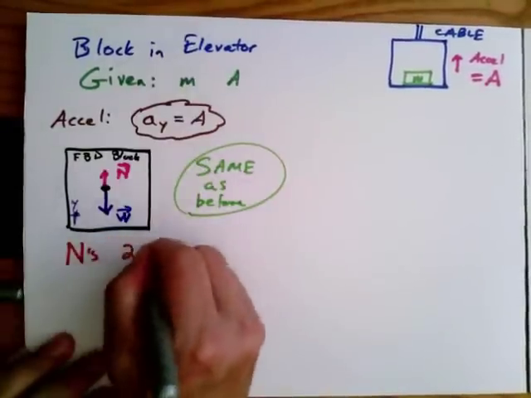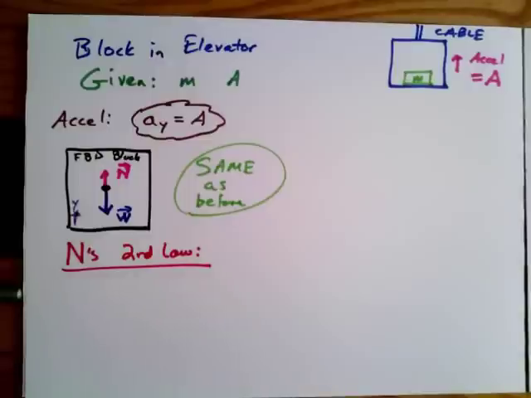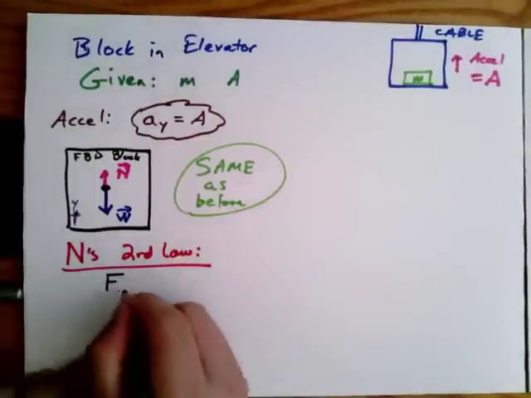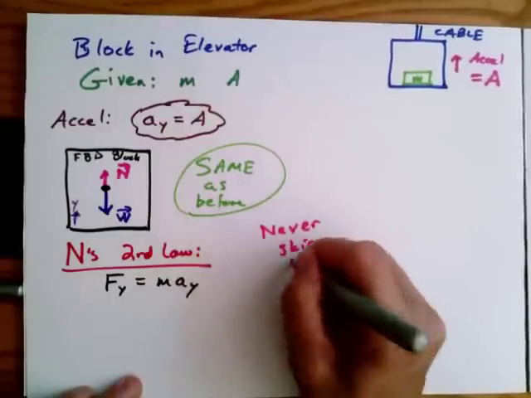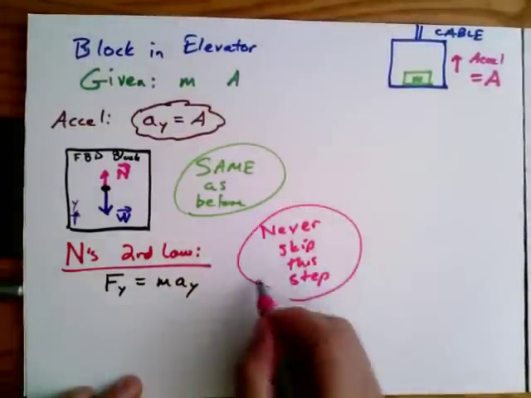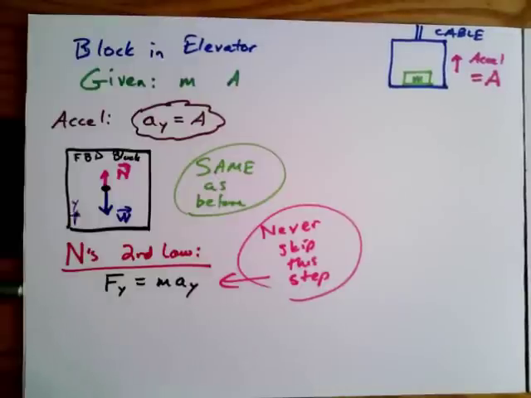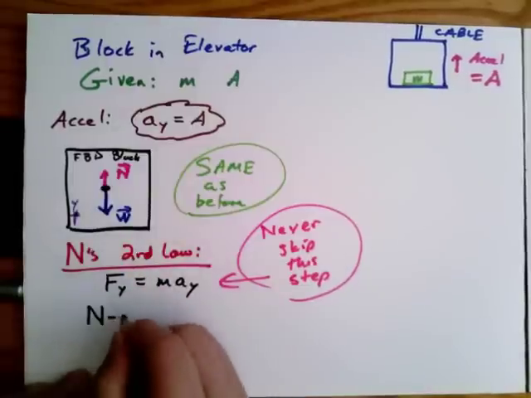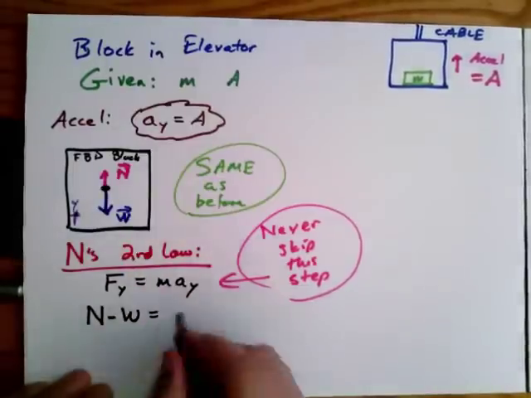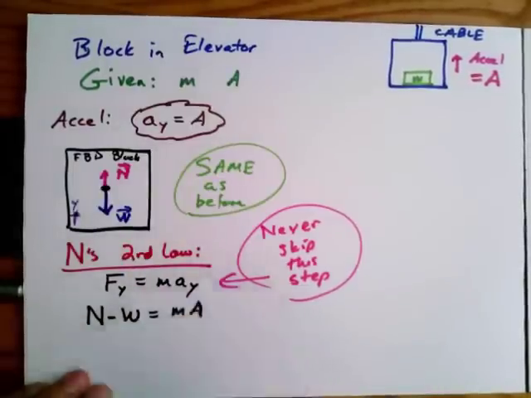Now we apply Newton's second law. Step 4. F sub y equals ma sub y the same way. This is written down the same as before. Now I should point out, you should never skip this step. Always write down F equals ma in the appropriate coordinate, no matter what else you're doing. Contend with the left side. The normal force points up, so it's positive. The weight force points down, is negative, so we subtract. And that's equal to the mass times the acceleration, which in this case is a.